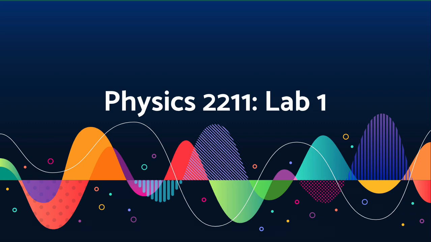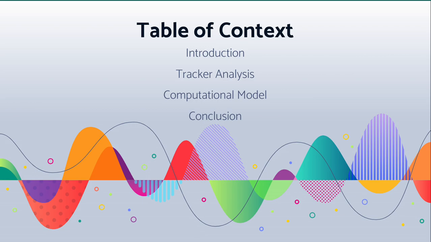This is Physics 2211, Lab 1, which is about constant velocity motion and how that can be shown through computational models and how it's represented in the real world. This presentation is done by Sahil Mukim. We are going to have 4 sections in this presentation: the introduction, the Tracker analysis, a computational model, and the conclusion.